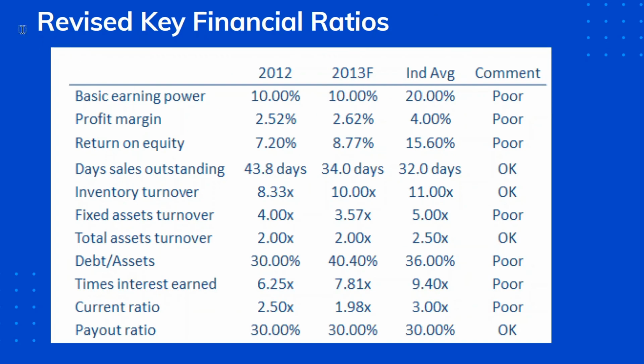Then we can come back and revise the key financial ratios. We see that the number of days outstanding is now revised and the situation is now okay. Inventory turnover will be quicker and the situation is now okay. Our cash position has improved but the current ratio, which is based on current assets divided by current liability, is still below the industry average. So we probably have to make some other adjustment.